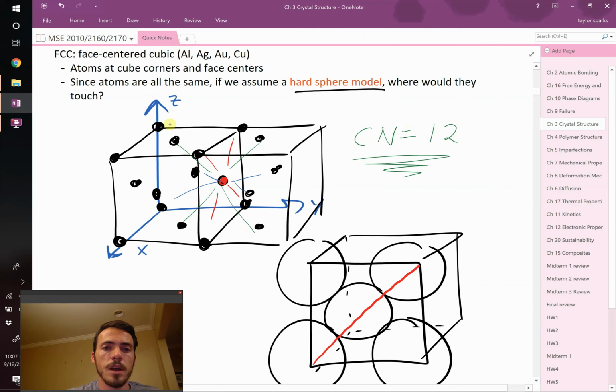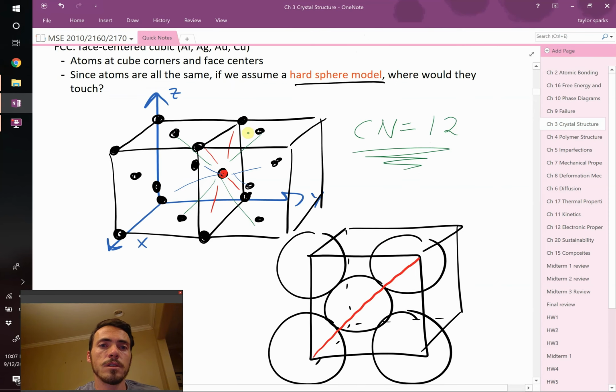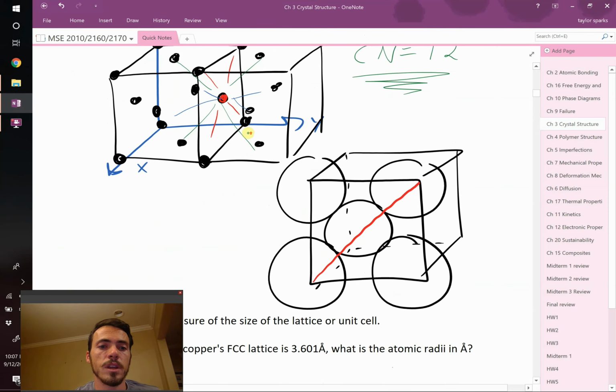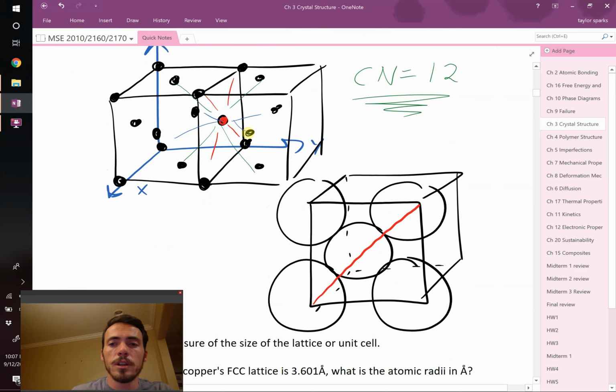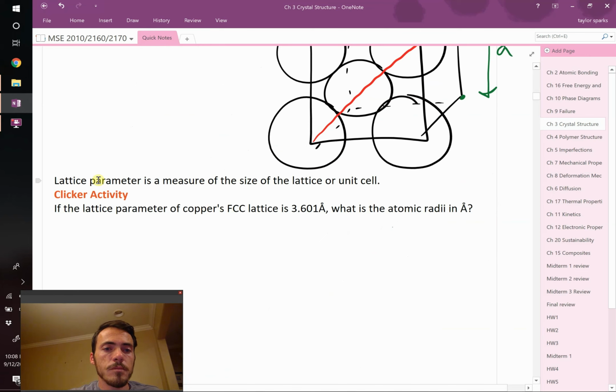Okay? So that's the face-centered cubic crystal structure. Now, something that we should introduce is something called the lattice parameter. We talked about this previously. The lattice parameter describes the lattice separation distance. We call this A, right? So from the bottom of this unit cell down here to the top of that unit cell, that is one edge length of our cube. We're going to call that A, our lattice parameter, right? So the lattice parameter A is a measure of the size of the lattice of the unit cell.